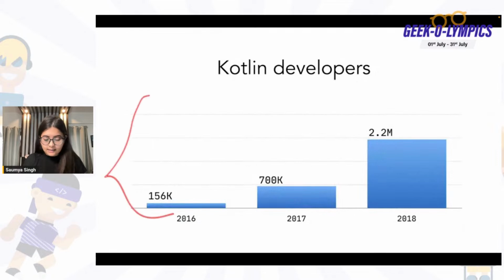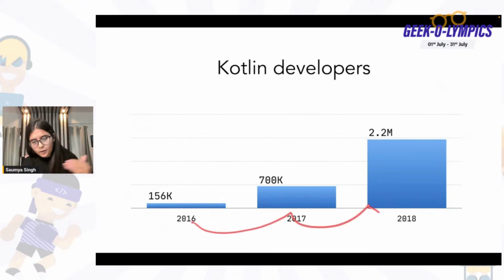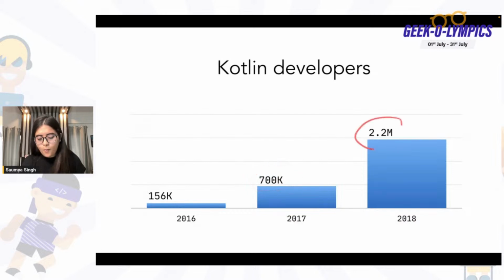So this is the statistic of Kotlin developers. In 2016, 156K developers were using Kotlin, and it's growing rapidly. In 2017, 700K, and then 2.2 million. Based on a recent survey, Kotlin is one of the heavily preferred and sought after languages.